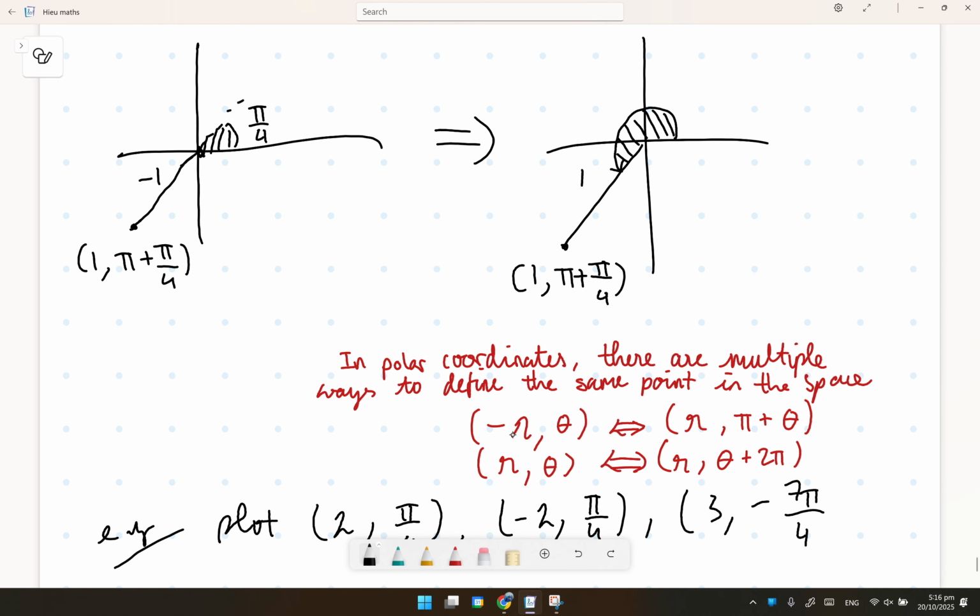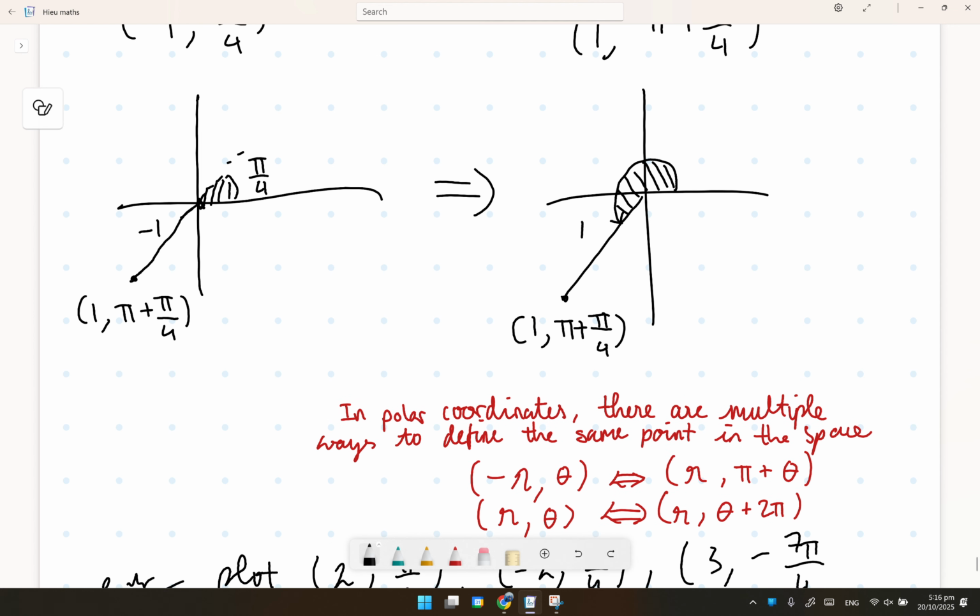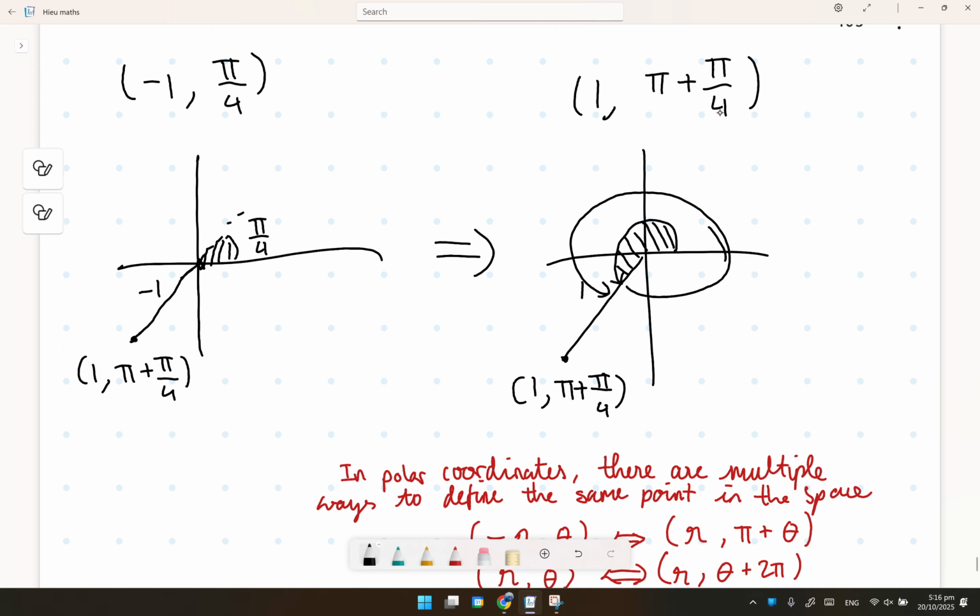And another thing is, (-r, theta) is equal to (r, pi plus theta), right? That's what we just showed here. But there's also (r, theta) is equal to (r, theta plus 2 pi). Because if you imagine, if we add 2 pi, we're going around to the same point. So if this was pi plus pi over 4, and then we add another 2 pi, that would be 3 pi plus pi over 4, which would give us the same exact point.